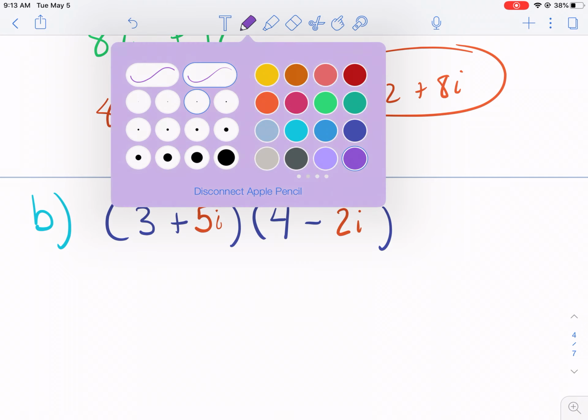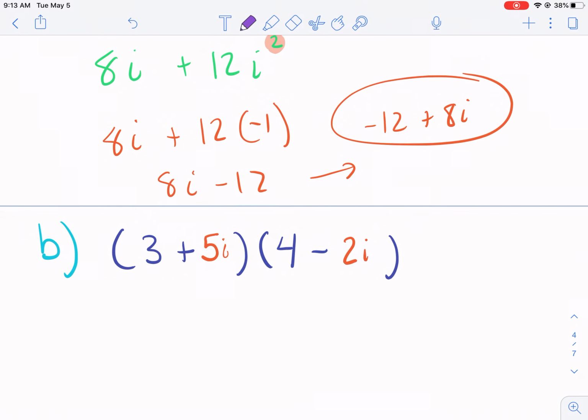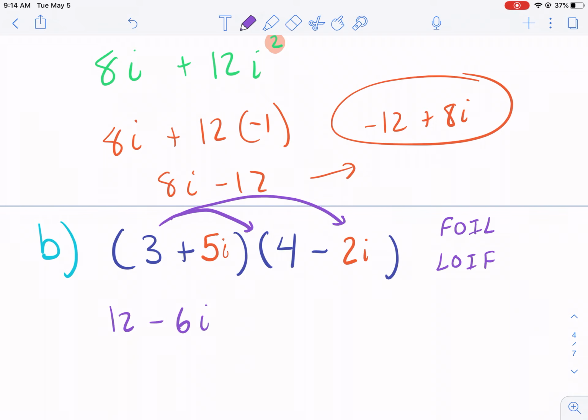Now, here's a more complicated one, but this is the same process as foiling. So first, outside, inside, last. But of course, you can go last, outside, inside, first, or any other combination, as long as you hit all the necessary components. So the first thing we do is multiply 3 times 4, gives us 12, and then negative 6i. We multiply 5i times 4, we get positive 20i.